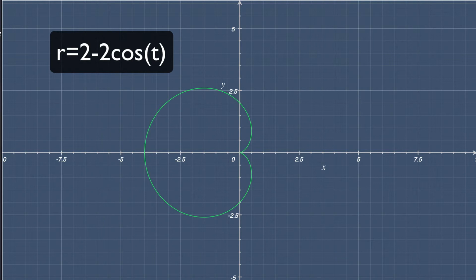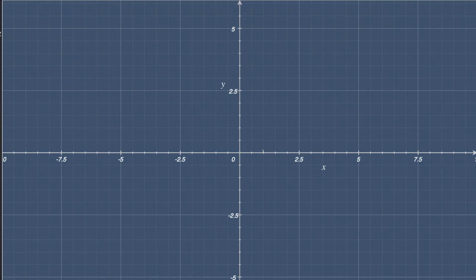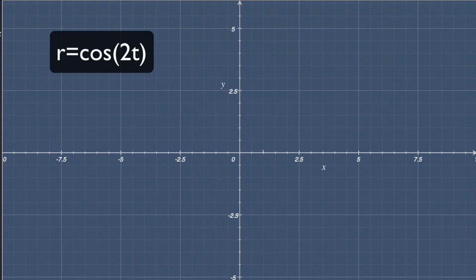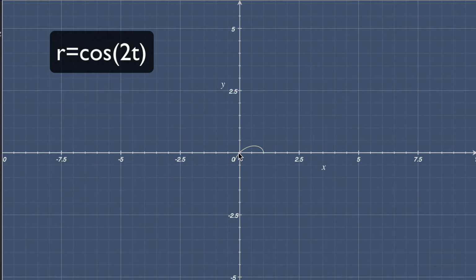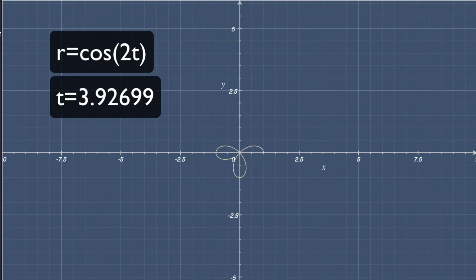We could also have something like r equals cosine of 2t. Cosine of 2t, if I stick in t equals 0, then I have a value of 1. If I increase that, I go towards the origin. So at pi over 4, my radius would be 0. Cosine of 2 times pi over 4 would be 0. And then we let it run through. We get this nice 4-leaf clover shape.